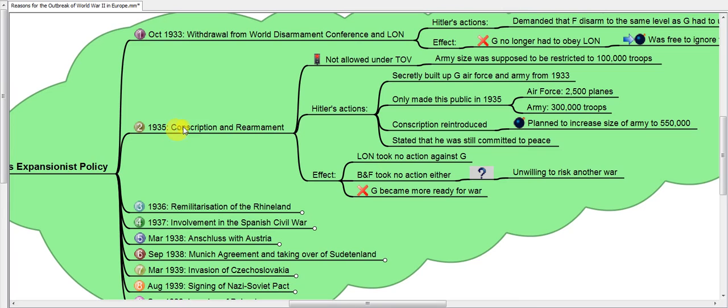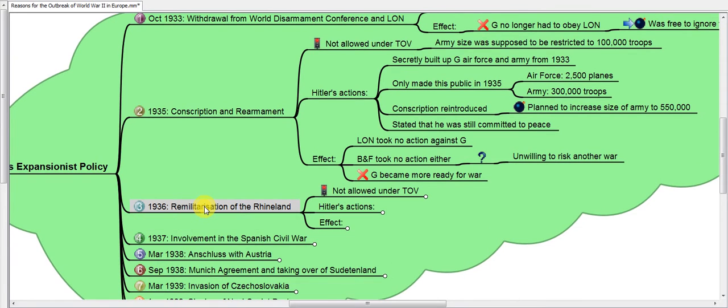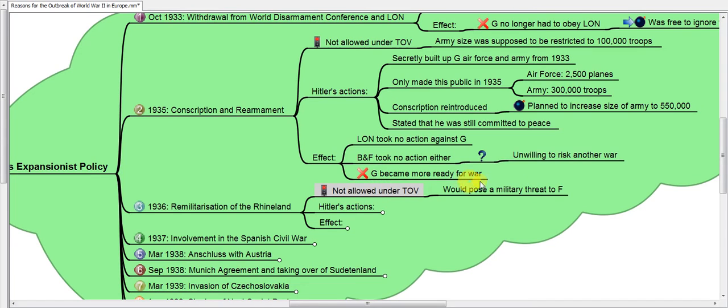Okay, so that's conscription and rearmament. The following year, after conscription and rearmament were made public, Hitler did something called the Remilitarization of the Rhineland. Now, the Rhineland should be familiar to you; you would have learned about it in chapter 1 as well. It was basically demilitarized, right? Under the Treaty of Versailles, the Rhineland was not allowed to be remilitarized. Why? Because this would pose a military threat to France. If you recall, the Rhineland is a piece of land in Germany which borders France, and so France wanted it demilitarized during the Treaty of Versailles to keep France safe from any possible German attack.